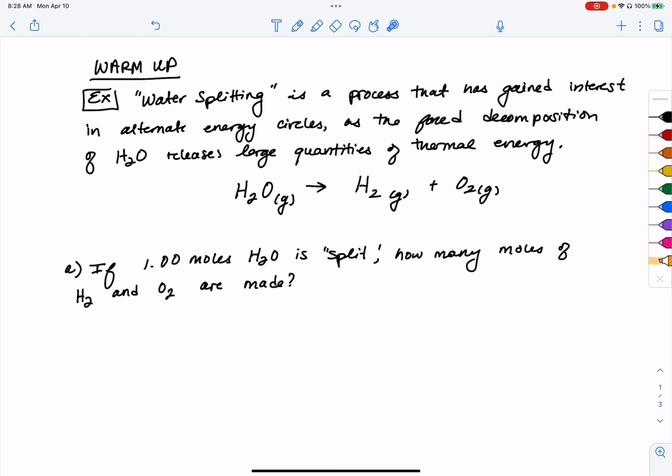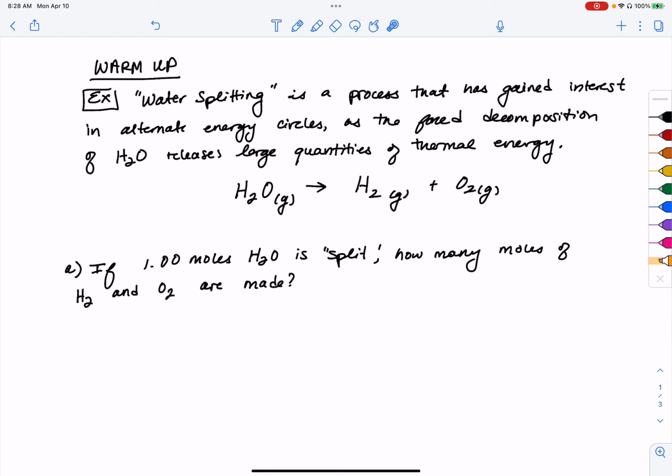The only reason that it hasn't been adopted is because it also requires a lot of energy, so it's kind of inefficient. But people are thinking about ways we could make the decomposition a little bit more efficient so we can harness the heat released from this decomposition to do things like heat steam, which is basically everything we do in our combustion engines, right? So water splitting is a process that's gained interest as the forced decomposition of water releases large quantities of thermal energy, and I've shown you the decomposition reaction here.